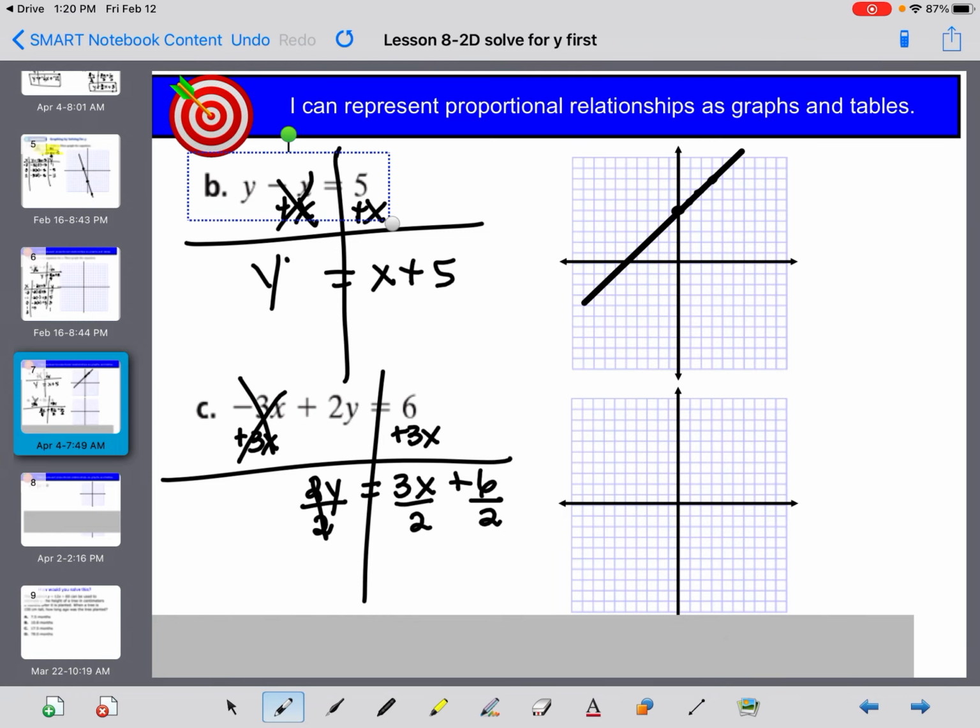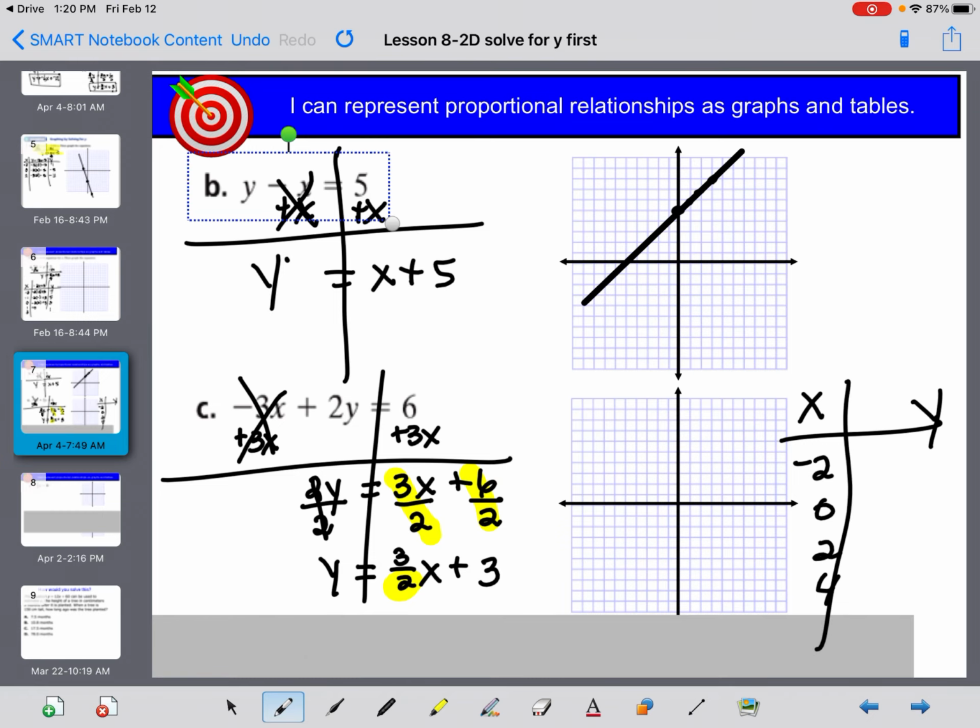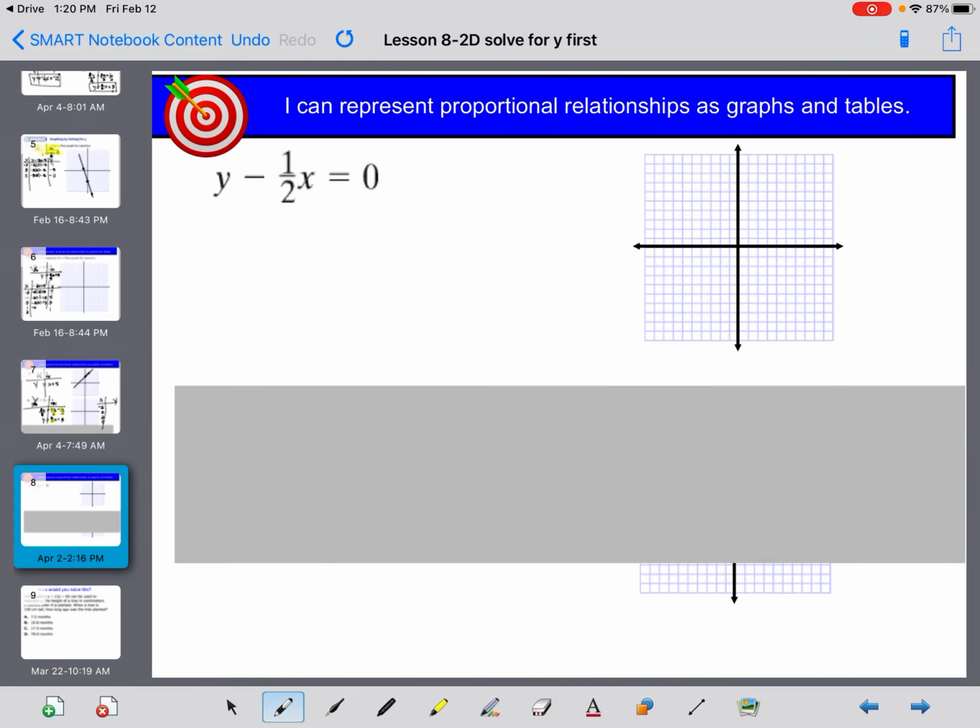So this is the part that people get caught up on. Y equals 3 over 2x plus 6 divided by 2 is 3. Notice how I divided each term by 2. Okay, and then of course you would graph. This time, just as a review, when you make a table for this one, because my denominator is 2, you want to use multiples of 2. So negative 2, 0, 2, 4, for example, when you're making your table. That way your fraction goes away.